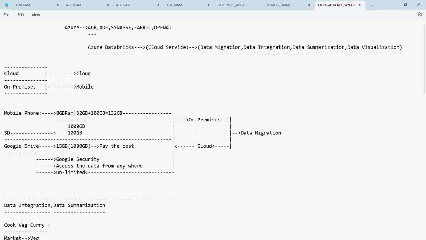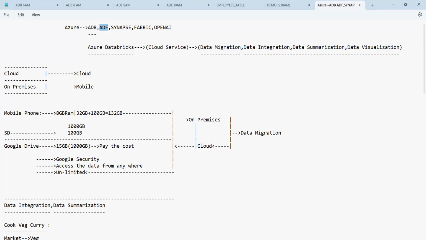Using ADF also, we can do the same tasks, except the visualization. But ADF is totally graphical based. That means you need not write any code. Everything is graphic based. That is called a graphical user interface, GUI.